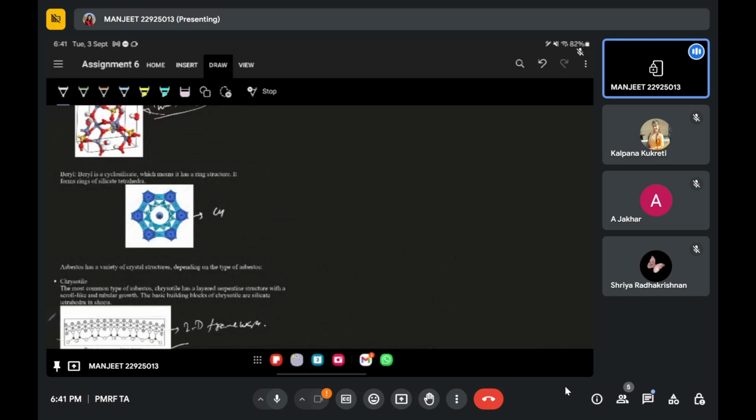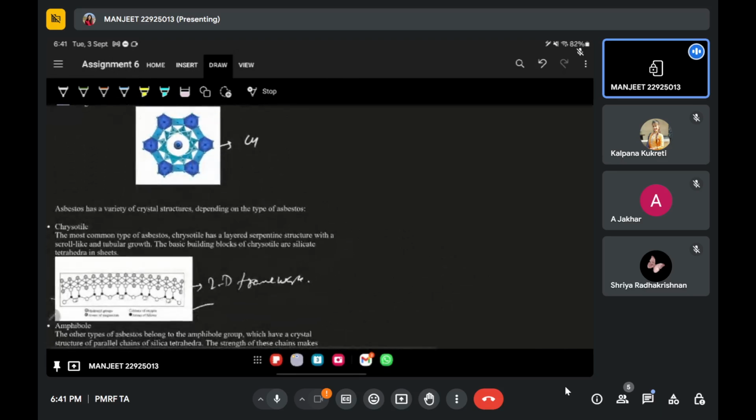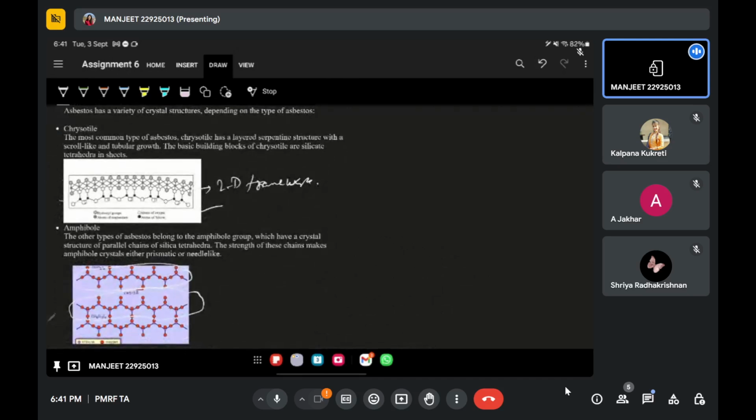Asbestos also has a 2D sheet-like structure, or rather it has parallel chains of silica tetrahedra. You can say this is one tetrahedron, this is another. So they have parallel chains, this is one chain and this is another chain, running parallel. So they have parallel chains of silica tetrahedra.